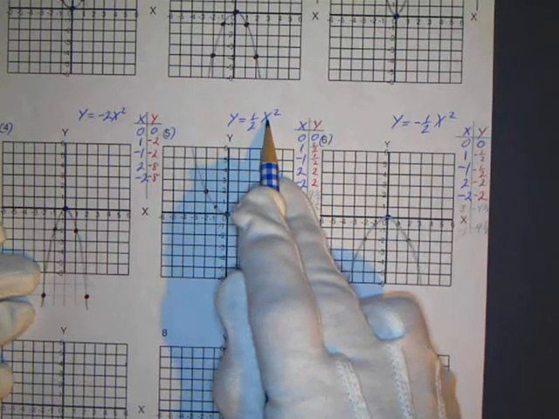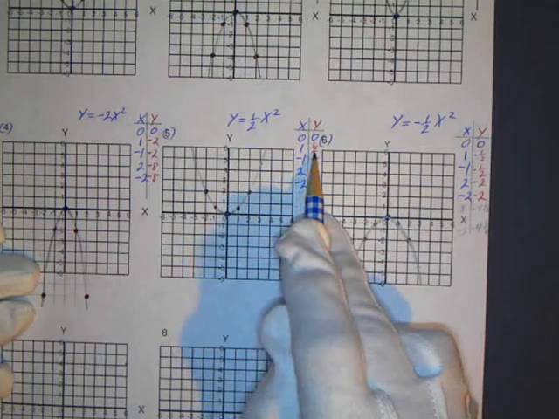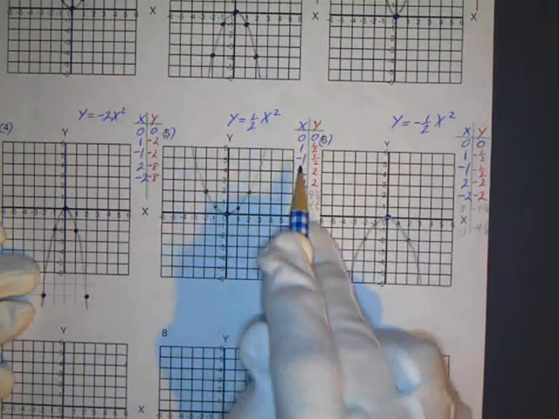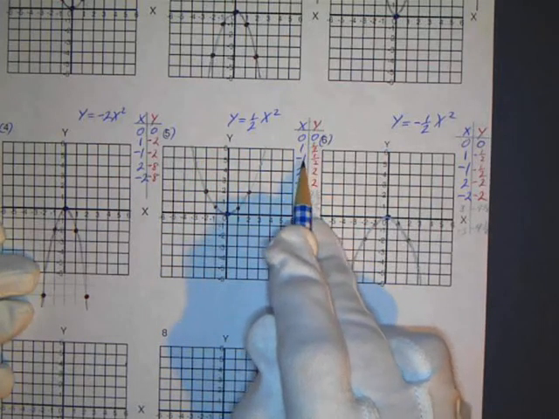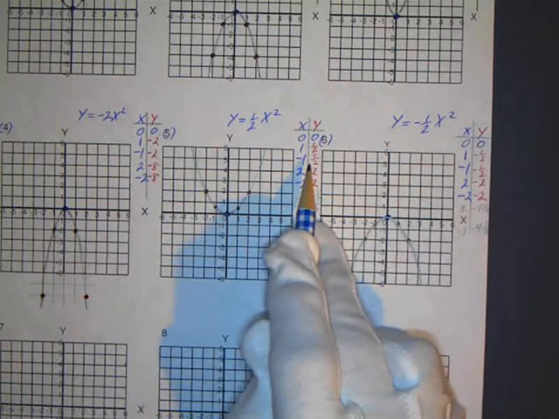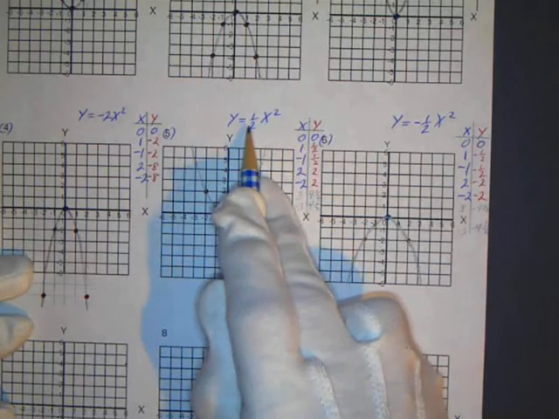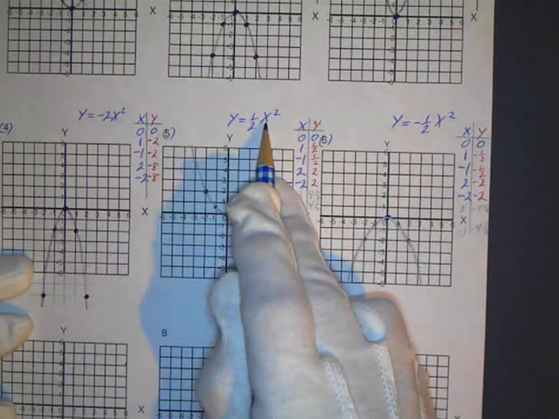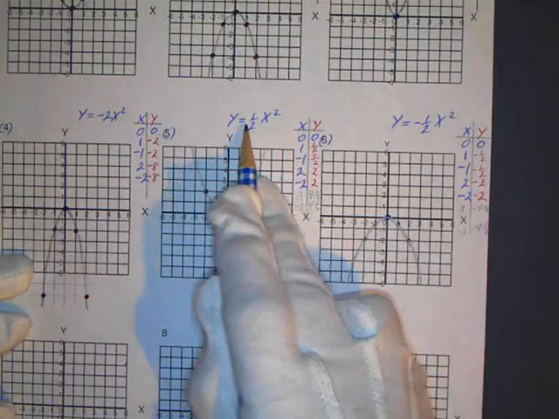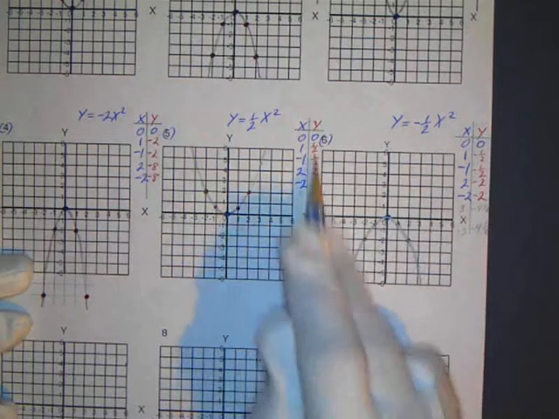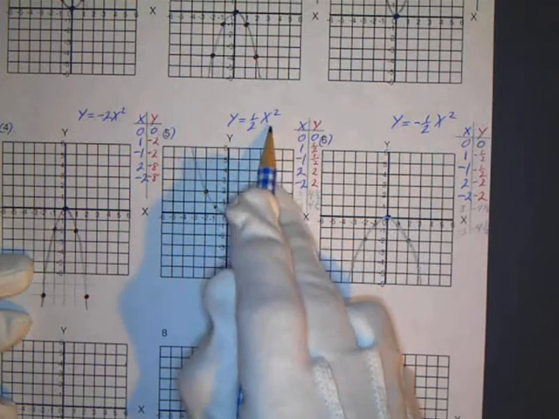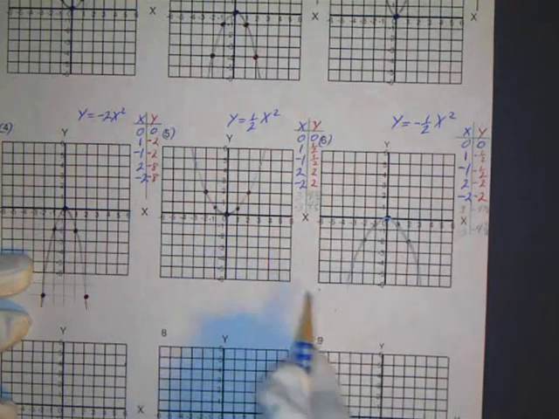Okay, and so when x is 0, y is 0. When x is 1, 1 squared is 1. 1/2 of 1 is 1/2. When x is negative 1, negative 1 squared is 1. 1/2 of 1 is 1/2. When x is 2, 2 squared is 4, but half of 4 is 2. When x is negative 2, negative 2 squared is 4, and 1/2 of 4 is also 2. And remember, whenever we square a number, it's going to be positive, so all these signs will be positive.